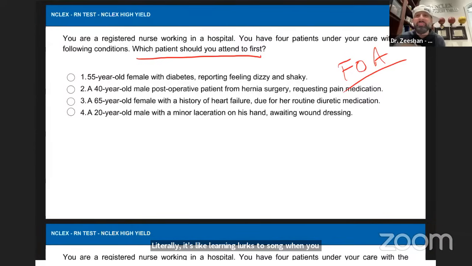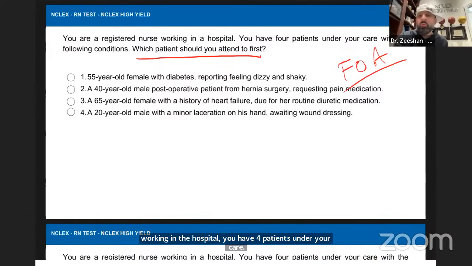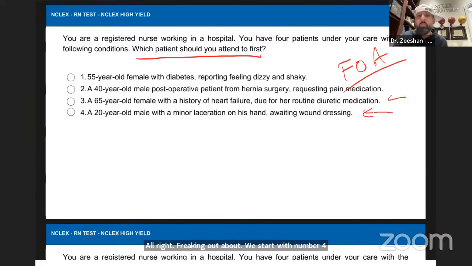Please don't jump ahead. All right. You are a registered nurse working in the hospital. You have 4 patients under your care. All right. Freaking out about. We start with number 4 again, and we compare it to number 3. So again, a 20-year-old male with a minor laceration on his hand, awaiting wound dressing. Have I made a decision about this yet? No. All I'm going to do is take number 4, put it in my back pocket, and compare it to number 3. A 65-year-old female with a history of heart failure due for routine diuretic medication.